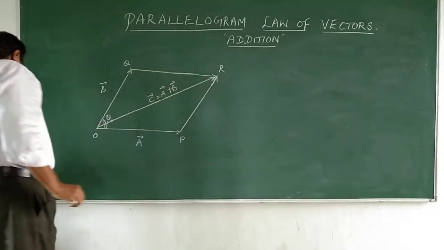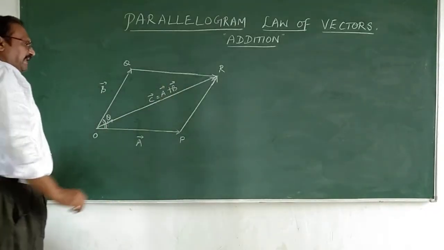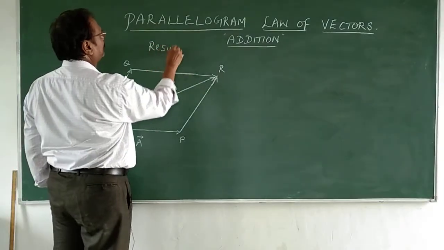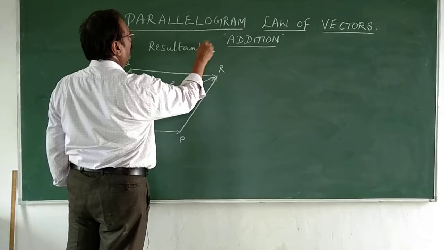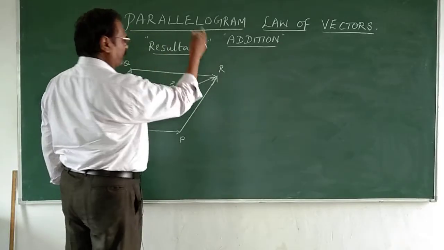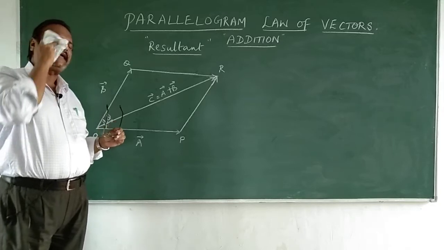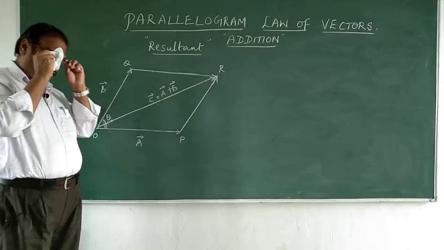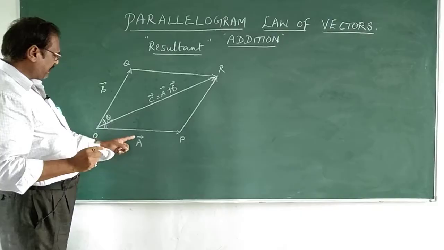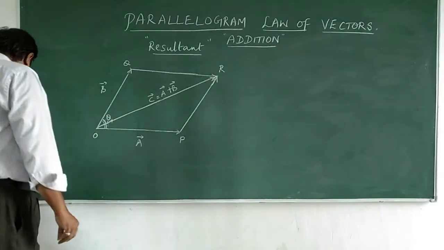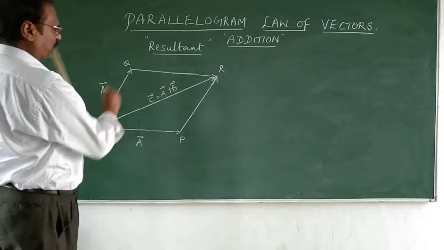Now how are we going to calculate the resultant, that is the addition of these two vectors? How are we going to get it? It is not normal addition A plus B, because these two vectors are subtending an angle theta between them. So we have to consider that. For that, what is the method actually?